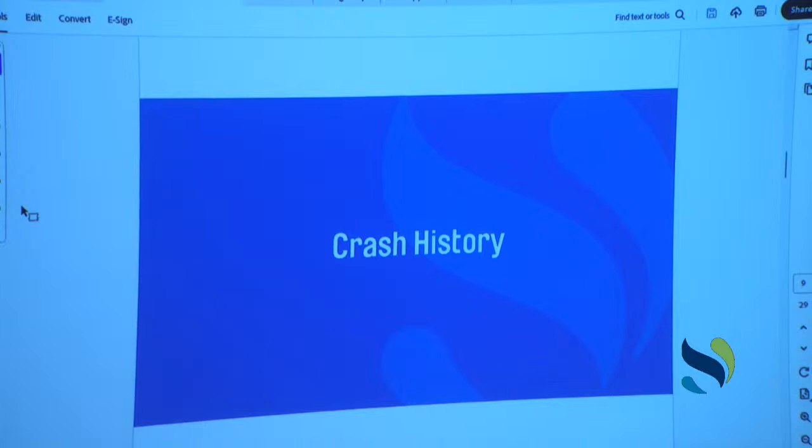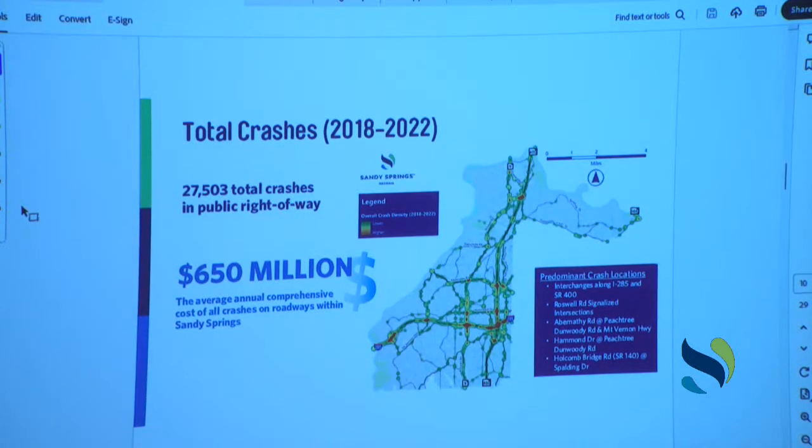So we'll be going through a lot of numbers in the crash histories portion. We are looking at crashes between 2018 and 2022. There were about 27,503 total crashes within all public roadways within the city. One way to think about that is annually, this all adds up to a total comprehensive crash cost of $650 million. That includes the economic cost and also the monetized pain and suffering costs for the individuals. And I think you all know the main areas where these crashes are concentrated are 285, 400, Roswell Road, and some of the other roadways listed in the slide.